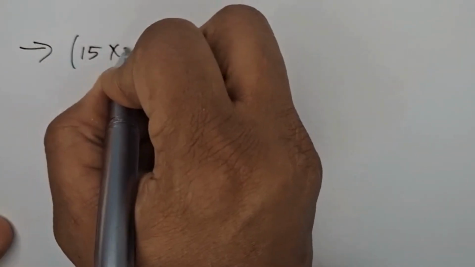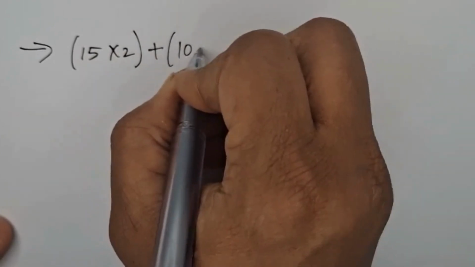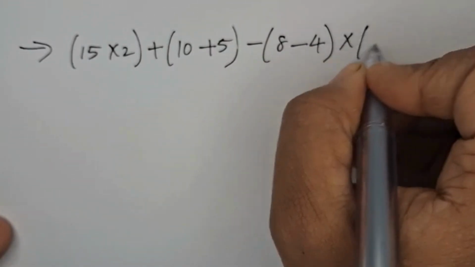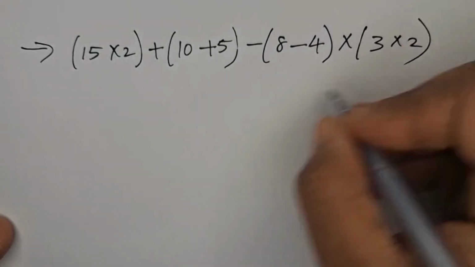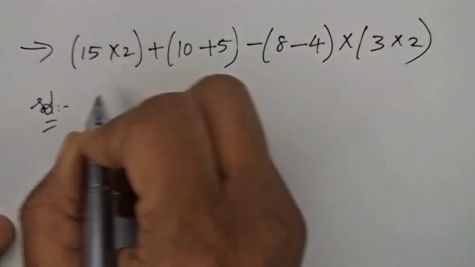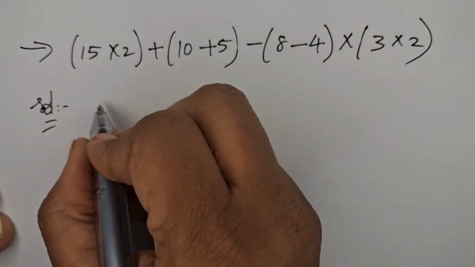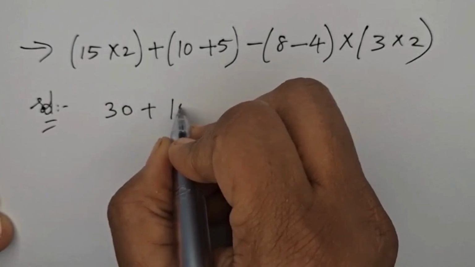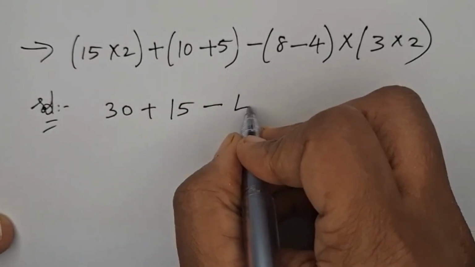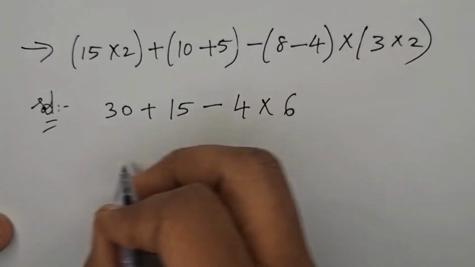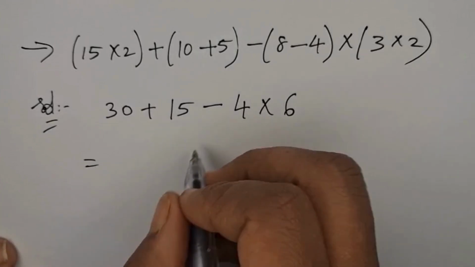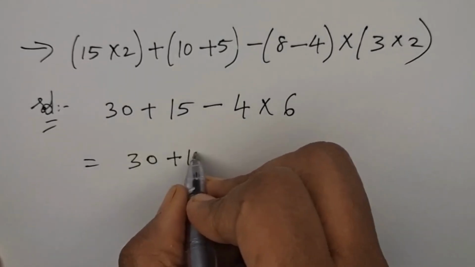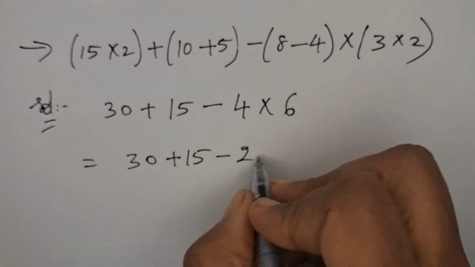15 into 2 plus 10 plus 5 minus 8 minus 4 into 3 into 2. For this, first we have to solve in the brackets one. 15 2s are 30 plus 10 plus 5 is 15 minus 8 minus 4 is 4 into 3 2s are 6. That is equal to, next one is we have to do the multiplication one. Next steps 30 plus 15 minus 6 4s are 24.